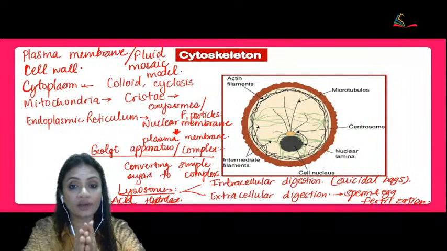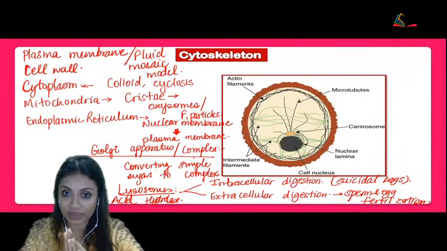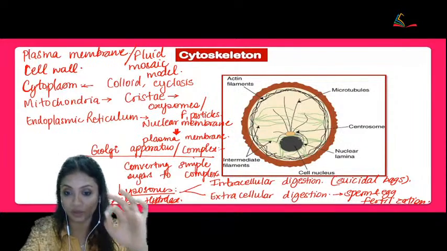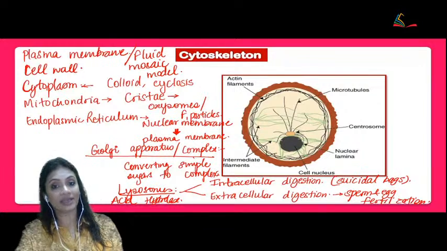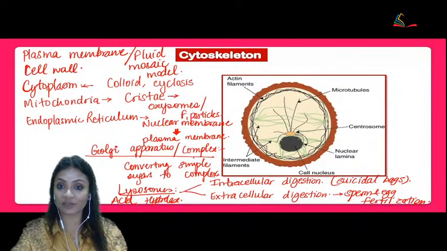We also completed the lecture with the cytoskeleton. Remember the three parts: microfilaments, microtubules and intermediate filaments. In the next lecture we'll be heading on towards the parts of the nucleus.